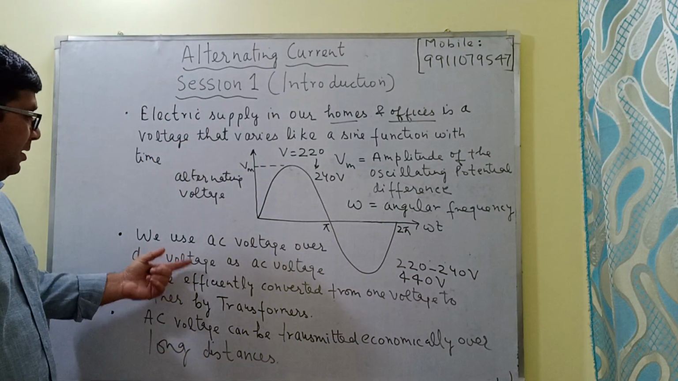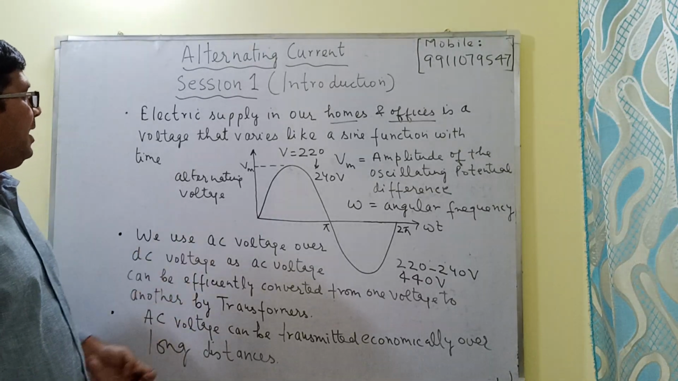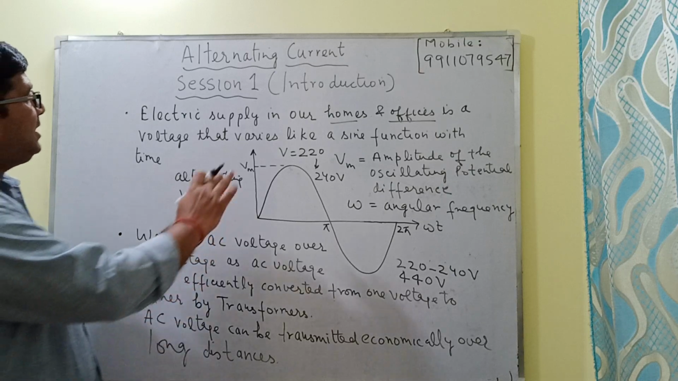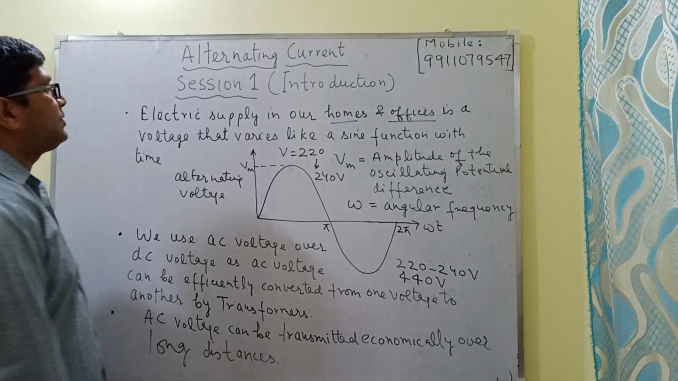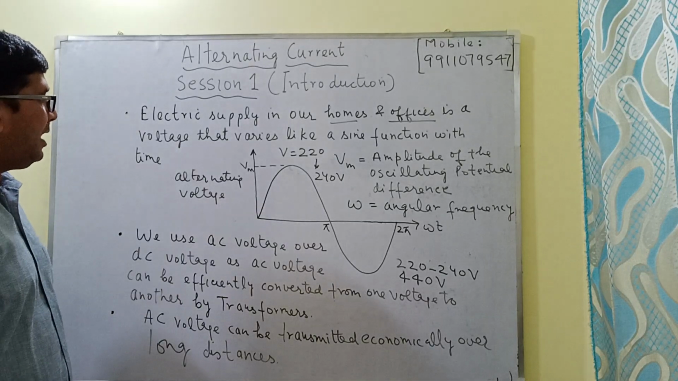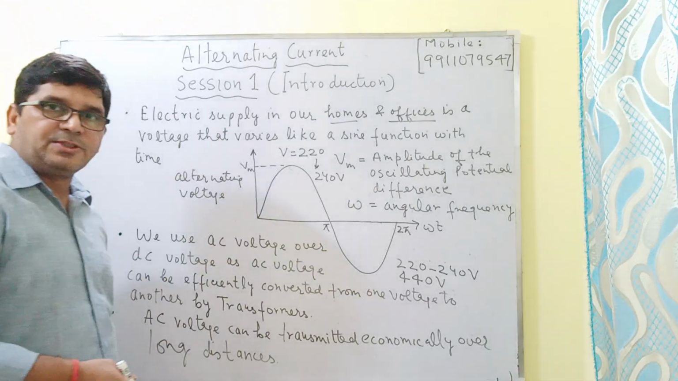So these are some of the major advantages of using AC voltage over DC voltage, and this was only an introductory session regarding this chapter. In the next chapter, I will be discussing the different electrical circuits in detail.